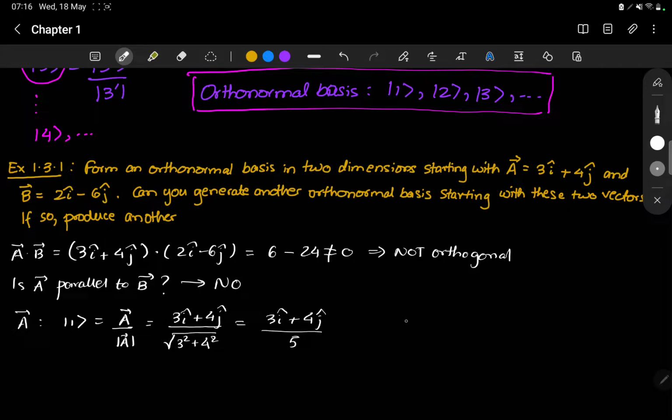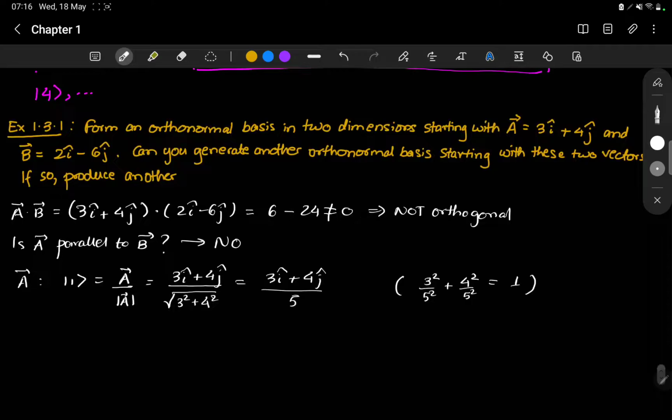So this is the first orthonormal basis vector that we have. Is it of unit magnitude? Yes, indeed. You can find out the magnitude. The magnitude of this vector would be 3 squared by 5 squared plus 4 squared by 5 squared, which is nothing but equal to 1. So this is the first vector.